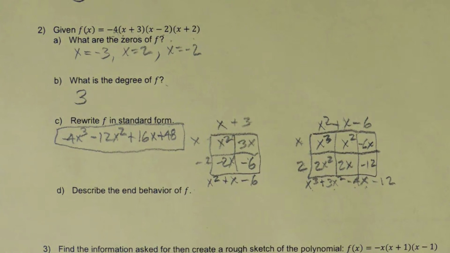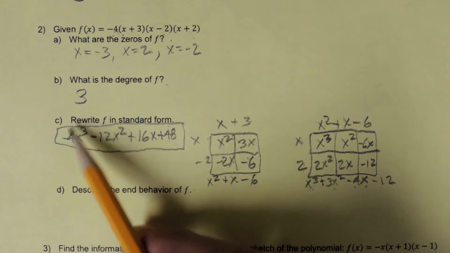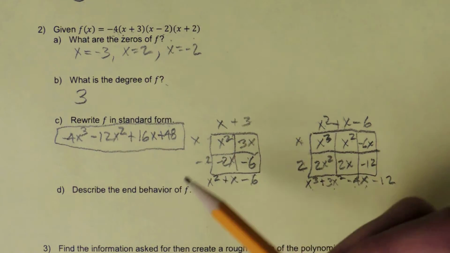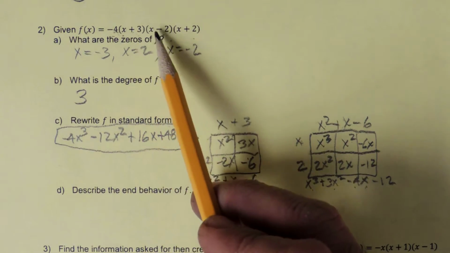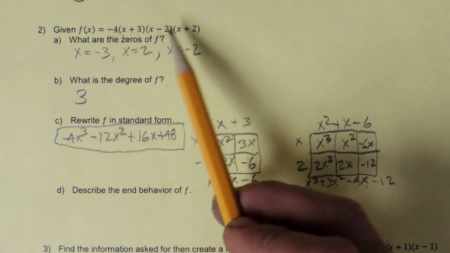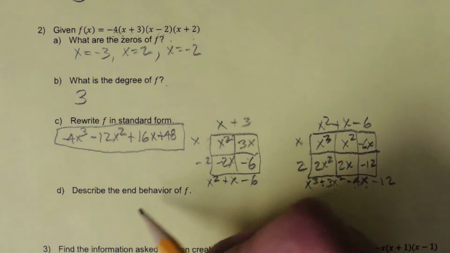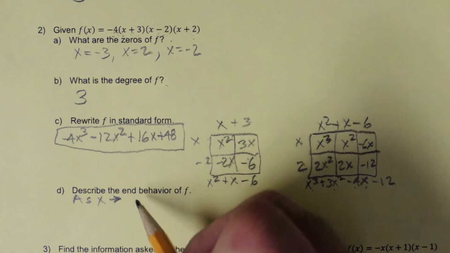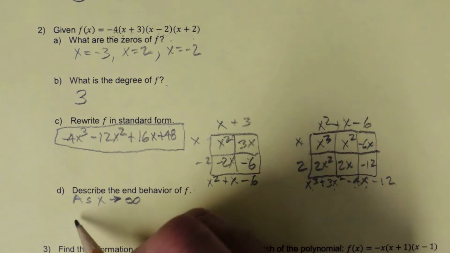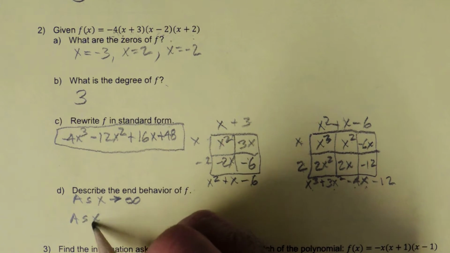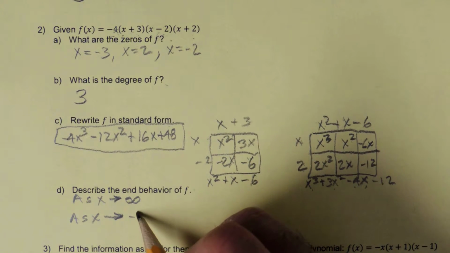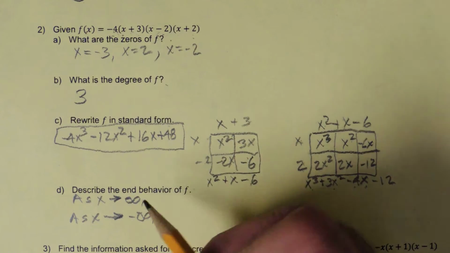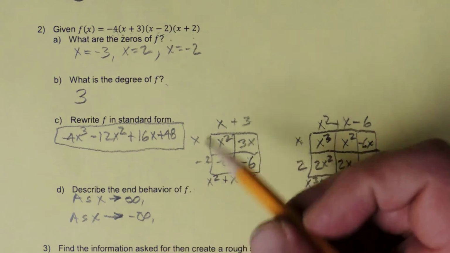And lastly, I describe the end behavior. I'm going to look at this end behavior. We could look at the maximum exponent like we did in question 1, but I'm going to look at this in terms of the individual factors. Nonetheless, I start off with as x approaches infinity. Secondly, I will do as x approaches negative infinity. But I'm looking at what happens to y.